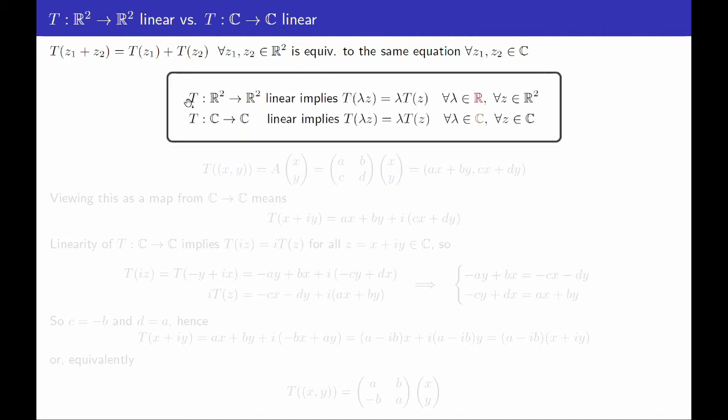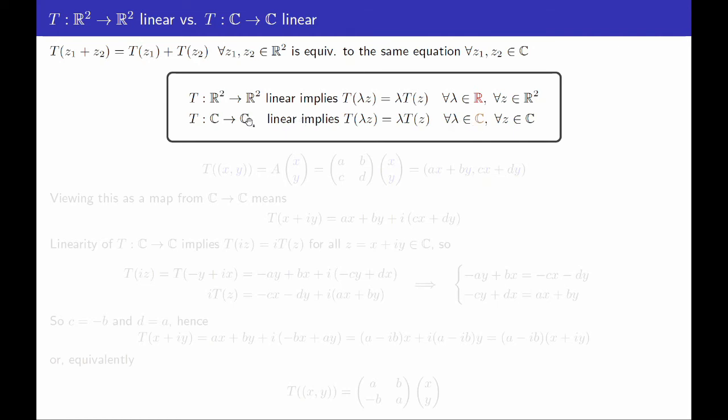So T as a linear map from R2 to itself must satisfy T of lambda z equals lambda times T of z, and this must be true for any real number lambda and any vector z in R2. So this is the scalar multiplication on R2. On the contrary, if we have T that is linear from C to itself, then this property must hold for any complex number c and any z in the complex plane. So we see that this is the stark difference between the two. The first property must hold for all reals, and the second one must hold for all complex numbers.